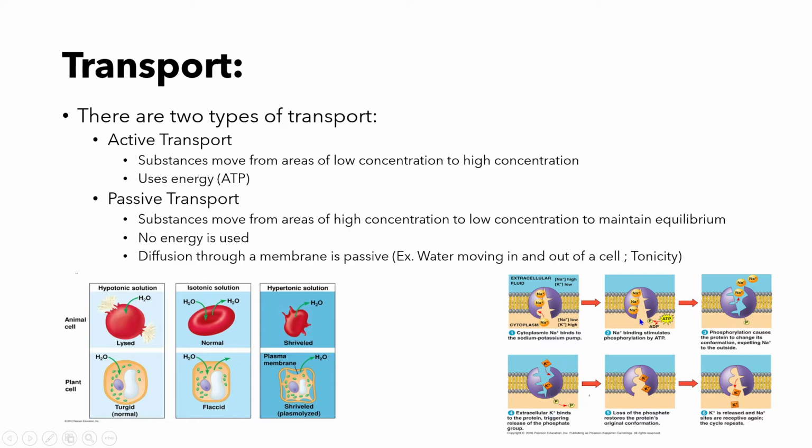And this entire system keeps the concentrations constant. This is important because we want constant concentrations inside and outside the cell for certain substances. But this system always needs energy. This always needs ATP to be used in order for this to happen, because this is moving against the concentration gradient. It's moving from a lower concentration to a higher concentration.